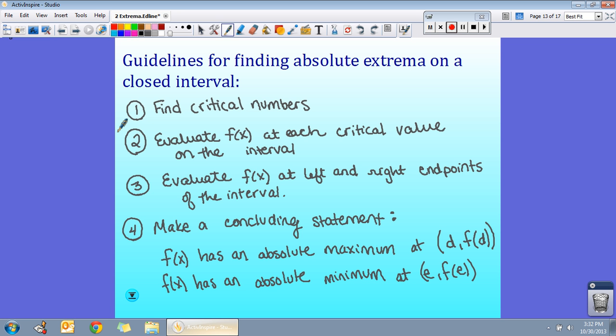Okay, please pause the video here if you'd like to copy down these guidelines for finding absolute extrema on a closed interval.